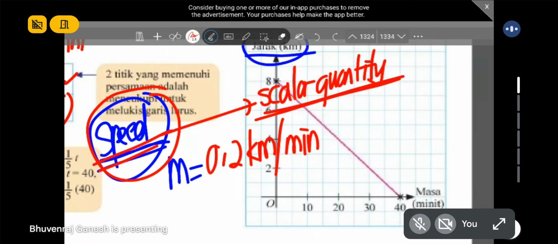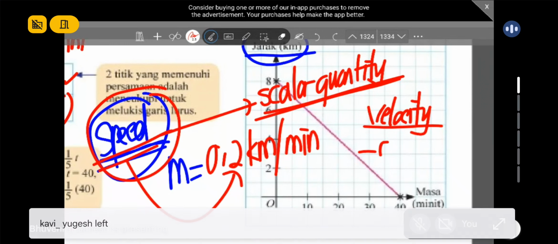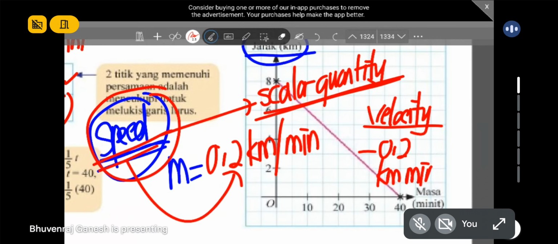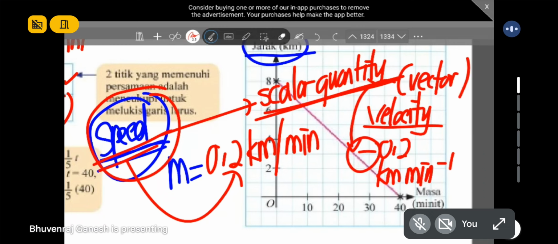Magnitude maksudnya apa? Nilai. Nilai dia. Okay, we just see the value only guys. So positive, negative, we don't care. We only care how much is it? 0.2. So whenever question asks speed, you answer like this. If question asks velocity, soalan tanya hal laju, baru kamu jawab negatif 0.2. Sebab hal laju dia kena ambil kira positif negatif. Velocity is vector. Vector quantity.